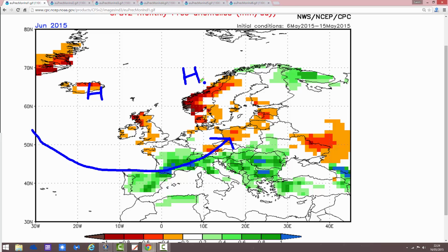I don't think the jet stream will go that far south, not in June. So it's more likely that the jet stream actually would be running through here. And of course that does bring us a much more unsettled month. So although that's coming out drier than average, I would expect it to actually turn out to be a wetter month than that is suggesting.